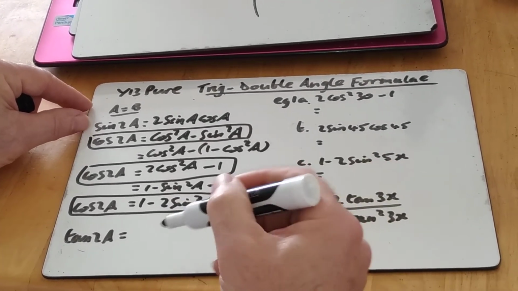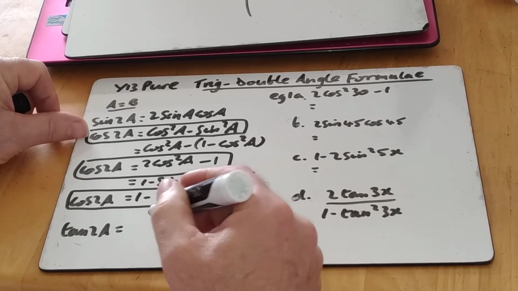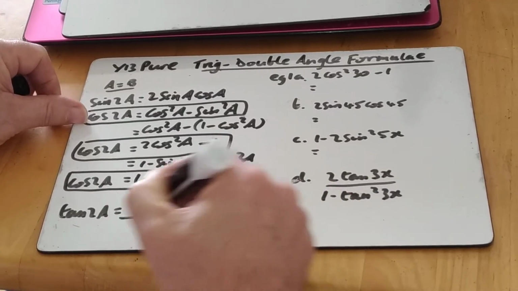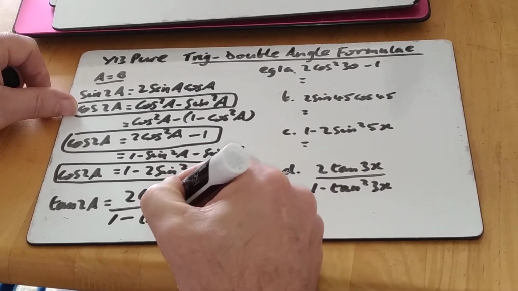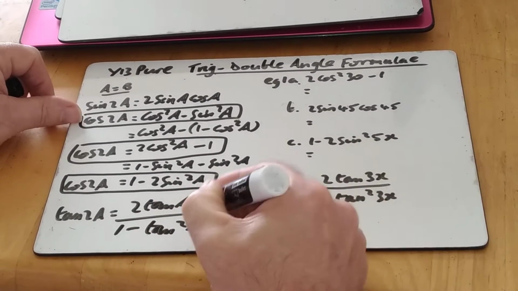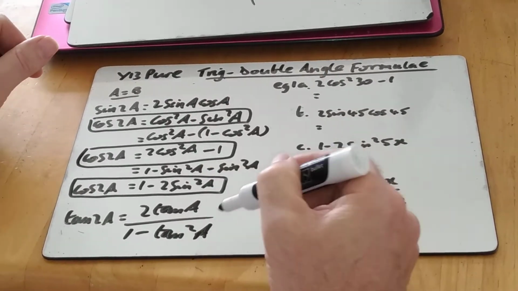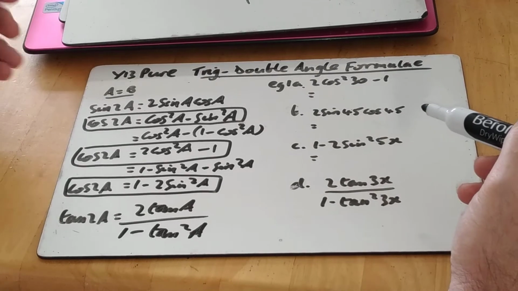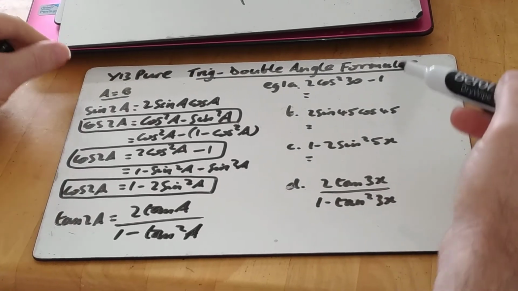Tan 2a, there's only one version. Stick b equals a, and we get tan plus tan becomes 2 tan a on the top, and 1 minus tan tan becomes 1 minus tan squared a. And that's all there is to those ones there. So either learn them or learn how to derive them, because you're not given them. But let's have a look how we're applying them.